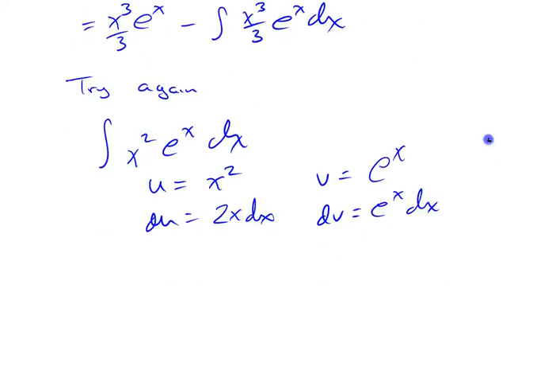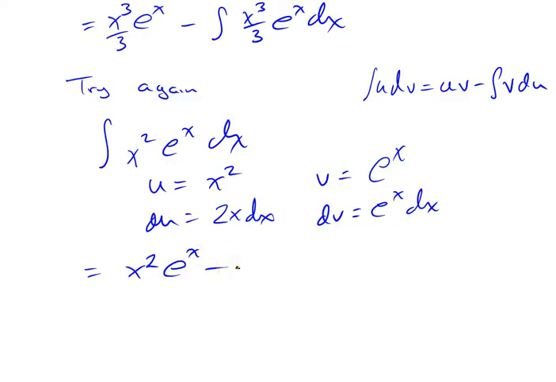So trying it this way now, what would I have? I have the integral of u dv equals u times v minus the integral of v du. Okay, so u times v is x squared e to the x minus the integral of v du, minus the integral of this times that. So 2x e to the x dx. Am I any better off than I was? Actually, I think I am. Where before I had a quadratic times an exponential, now I just have a linear function times an exponential.